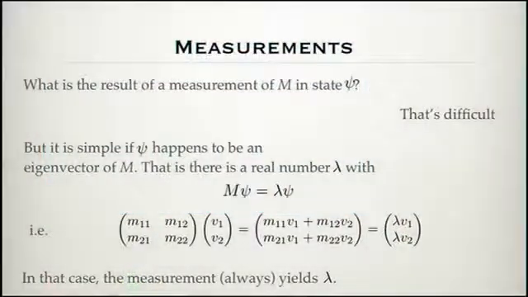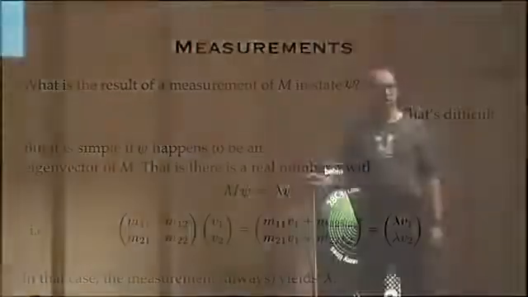But you can be lucky. And you're lucky particularly if the state psi happens to be what is called an eigenvector of M. So what is an eigenvector? An eigenvector is such a vector that when I apply the matrix to the vector, I get the vector back multiplied by a number. I mean, lambda is just a number. So the only thing the matrix does, if you think of the vector as an arrow, it can only change its length, but it doesn't change its direction. Right? So I apply the matrix to the vector, and what I get out is lambda.